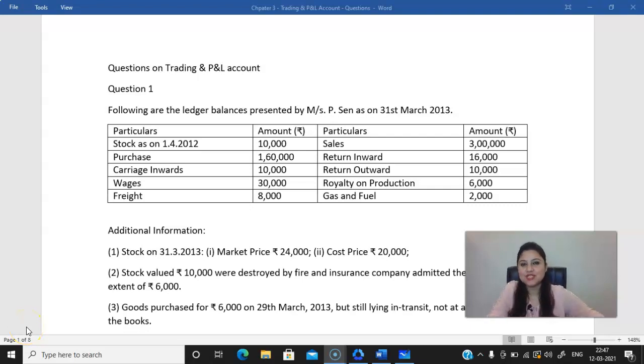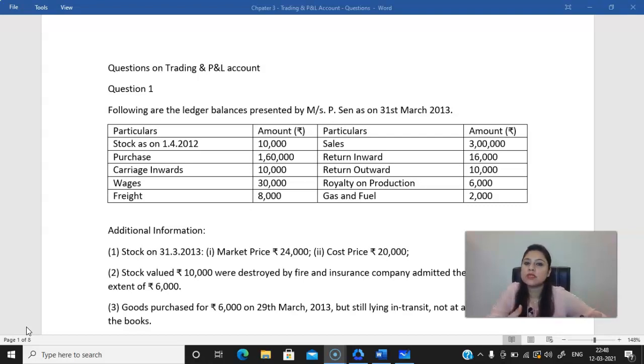Hello everyone. In today's lecture we will be starting with the questions on trading and P&L account from chapter number 3, preparation of financial statements. In the previous lecture we covered the concepts related to how a P&L account is prepared, we saw the specimen of a profit and loss account, and we saw the components of a trading account.